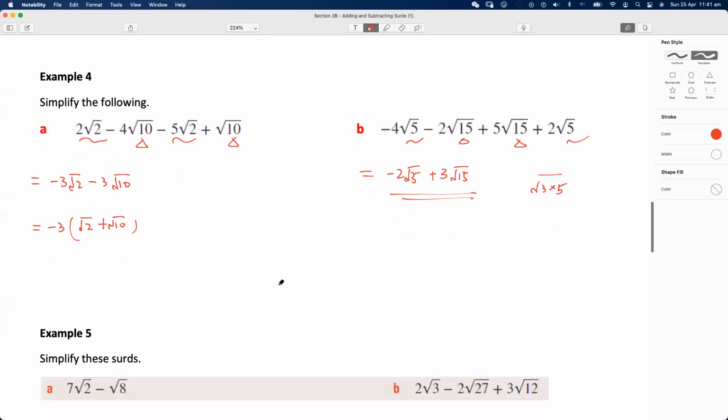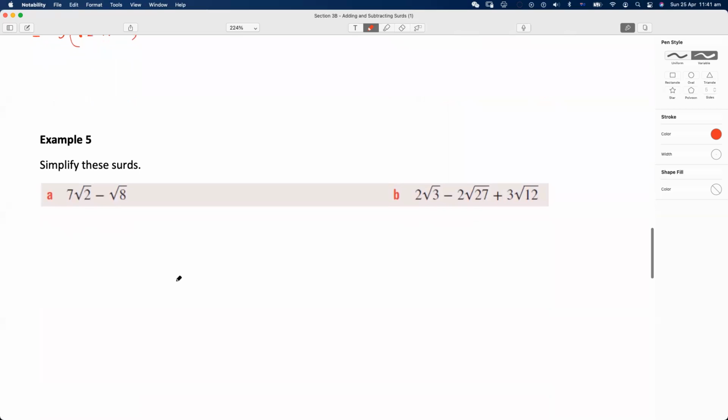You can't simplify anymore. Example 5, simplify these surds. All right, 7 root 2. So from before we know root 8 is root 2 times root 4. 7 root 2 minus root 2 times root 4. So this could be simplified. Root 4 is equal to 2. So 7 root 2 minus 2 root 2. And they are like surds. 7 minus 2, 5 root 2.